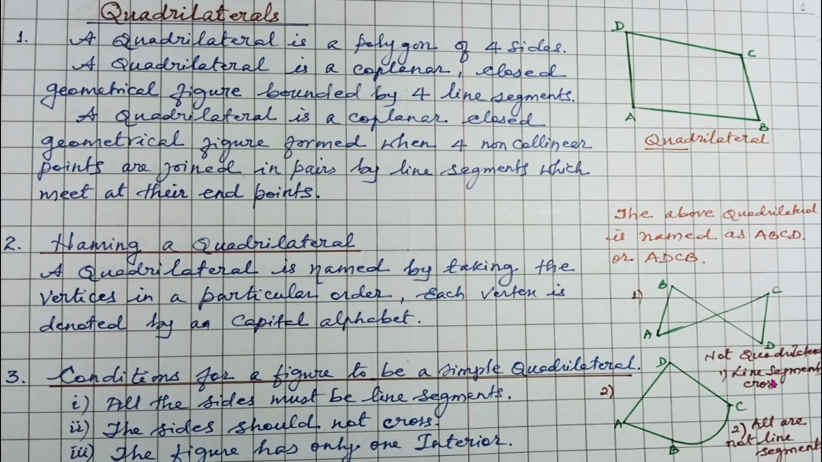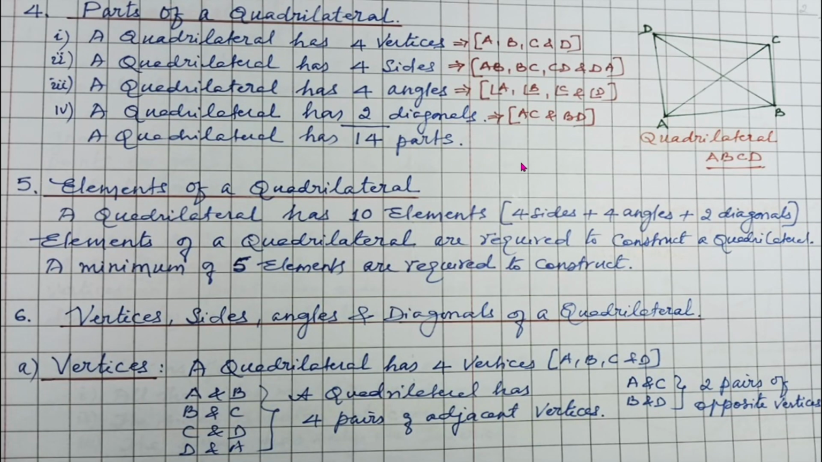Now, this is not a quadrilateral, nor is this a quadrilateral. Here the sides are crossing, and here one of the sides is a curve, and therefore it is not a quadrilateral. Remember that. Now, the parts of a quadrilateral.